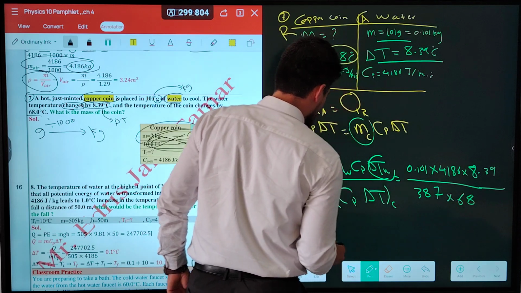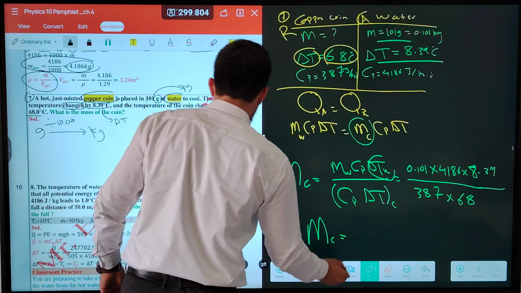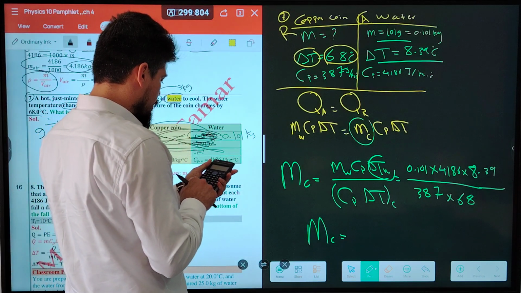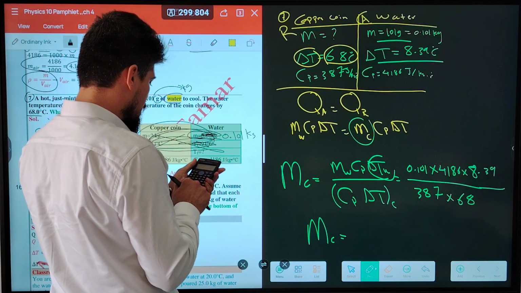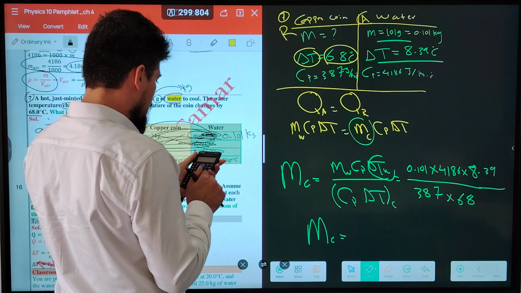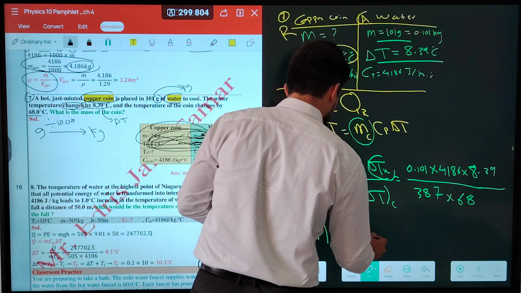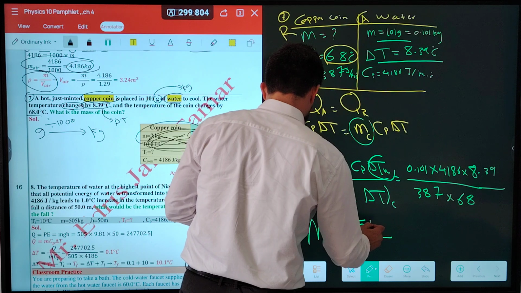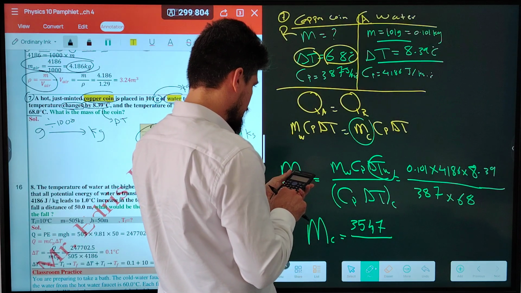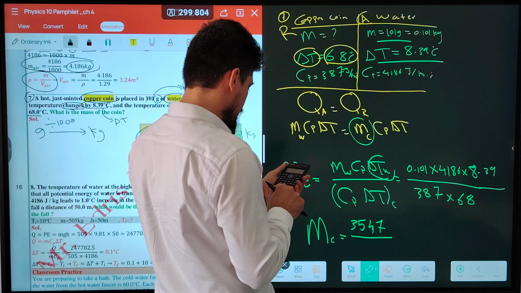68. Now mass is equal to what? By using your calculator, 0.101 times 4186 times 8.39, is it? I got 3,547. Divided by what? 387 times 68.